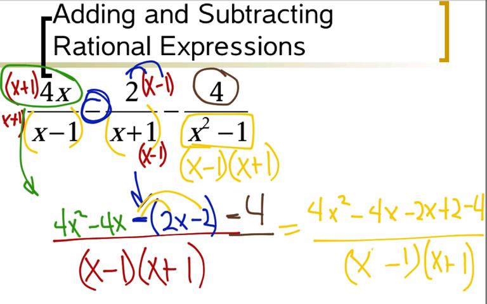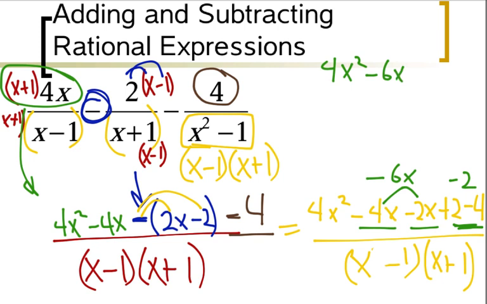And then we go ahead and simplify the top by combining our like terms. We notice that we have negative 4x and negative 2x. That should give us negative 6x. And then we have a negative 4 and positive 2, and that should give us negative 2. So I should rewrite it to be 4x squared minus 6x minus 2 is what the top would be.